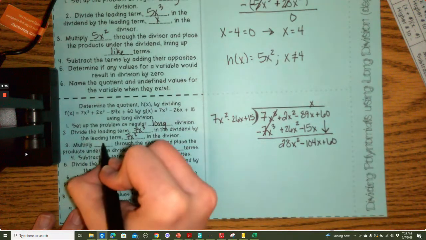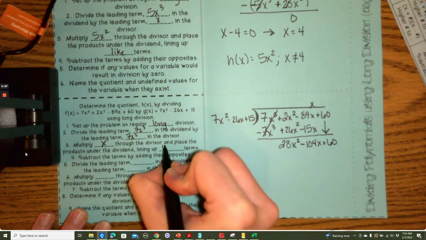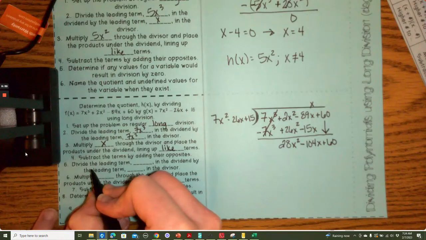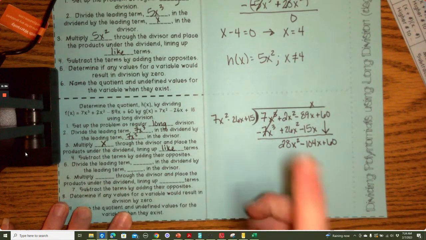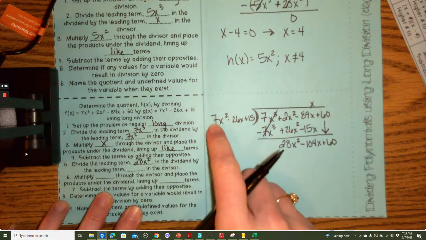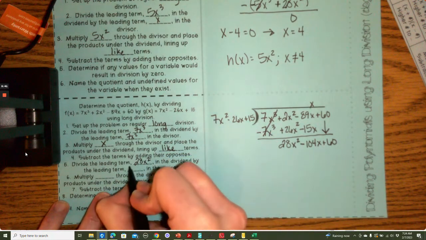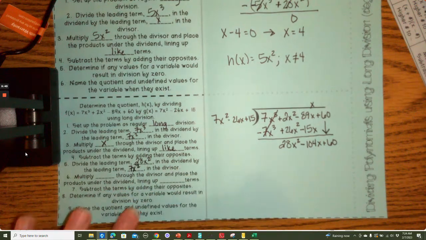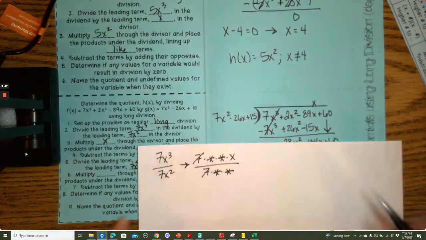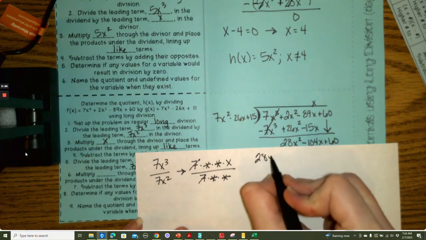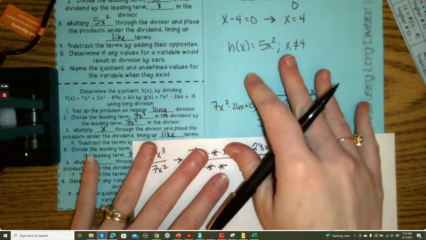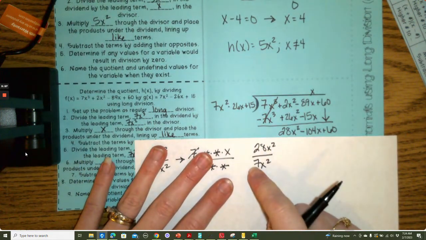So we multiplied the x. We lined up the like terms. So now we got to do this again. We're going to divide the leading term, which is 28x squared now, in the dividend by the leading term, which is this one, 7x squared, in the divisor. So this is what we're dividing now. So we've got 28x squared divided by 7x squared. So 28 divided by 7, you could do that.